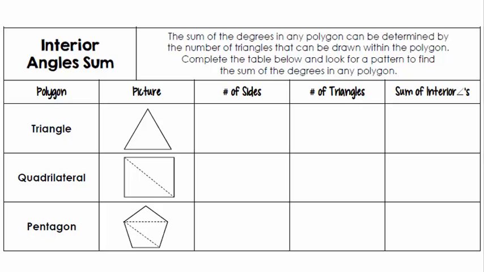The first one is triangle. You've got a picture of it. You're going to fill in the number of sides for a triangle. Then the number of triangles column is the one I want you to take a look at. We're going to divide each polygon into triangles, and then using that number, we're going to determine what the sum of the interior angles is.